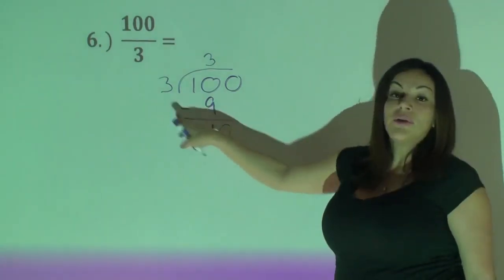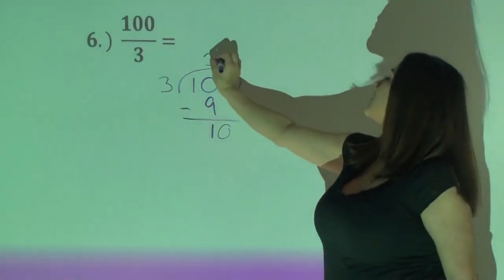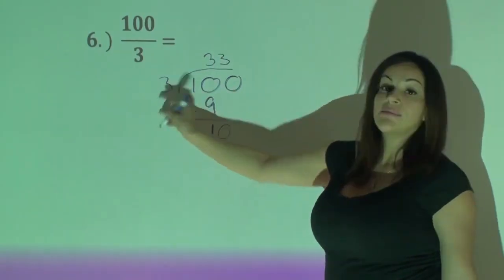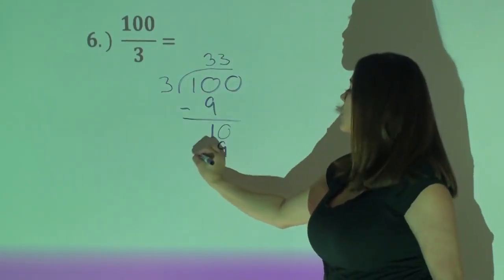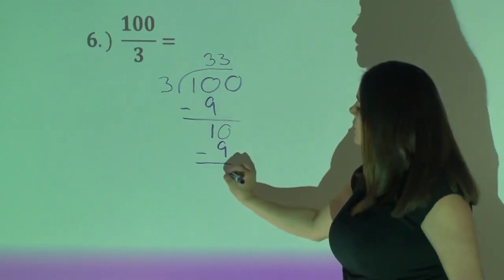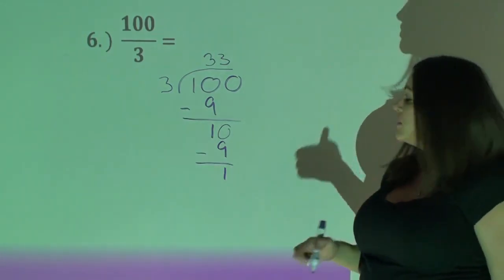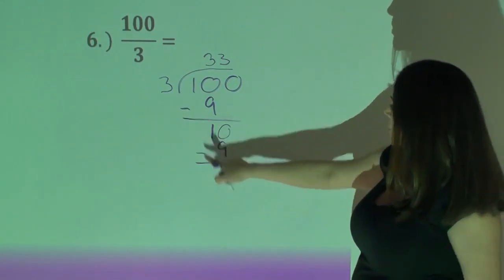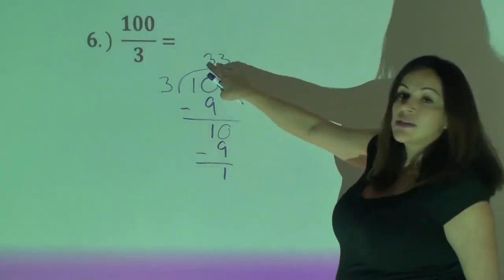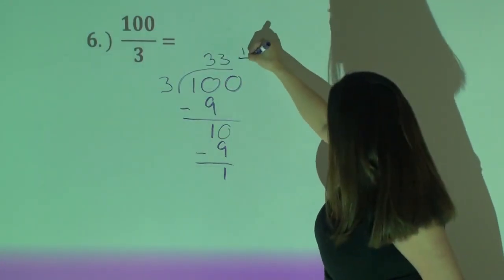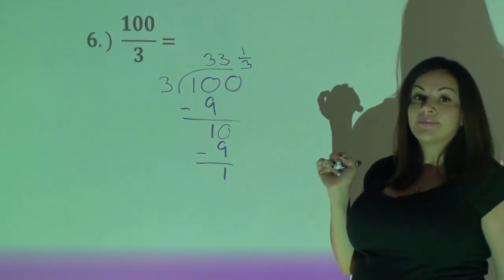So now we have 3 going into 10, and it goes in 3 times. 3 times 3 is 9. And we're left with a remainder of 1. So we take that 1 and put it on top of our 3. We end up with 33 and 1/3.